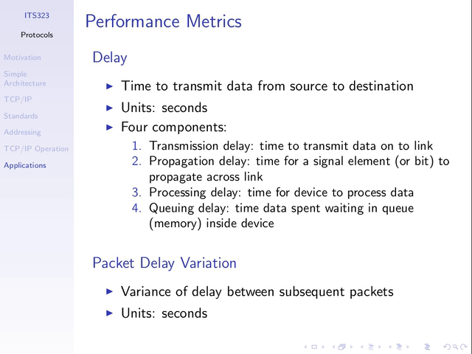is what? 0.8? No, it's not. It's 8 milliseconds. You can do the conversions. 1,000 bytes, 8,000 bits divided by 1 million bits per second is 8 milliseconds. That's the transmission delay up to the satellite.